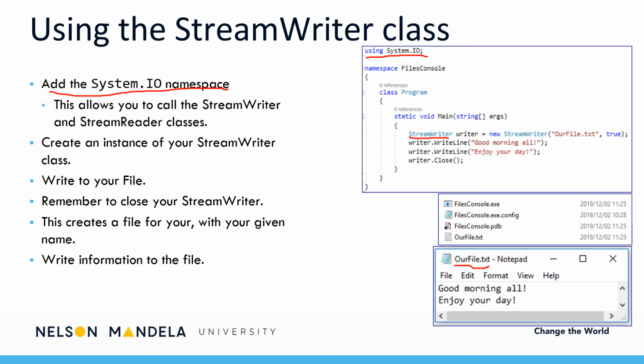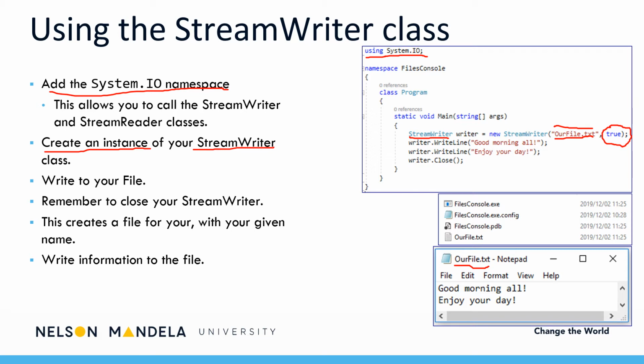And then you need to create an instance of your StreamWriter class so that you can write to a file. And then your class is going to require the name of the file that you want to write to. So the name of the file, you put it as is, ourfile.txt. And then as you see here, it's ourfile.txt. Now here, you're going to see that it says true. So it's the name of the file and then the comma and then true.